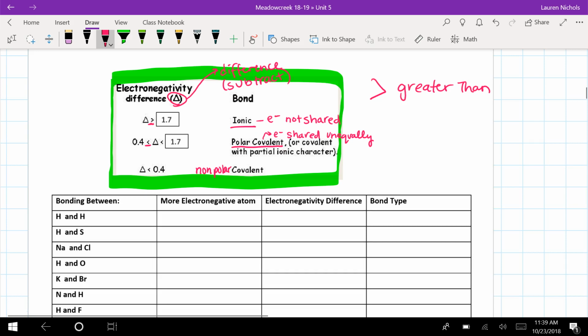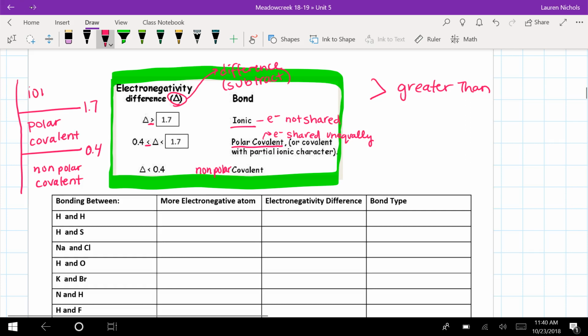Okay, another way of looking at this, which some people found a little easier, is if you make a line and you separate it into three sections. The first line is 0.4, the second one is 1.7. Those are two numbers. If it's less than 0.4, it's non-polar covalent. If it's in between 0.4 and 1.7, it's polar covalent. And if it's higher than or equal to 1.7, then it is ionic.